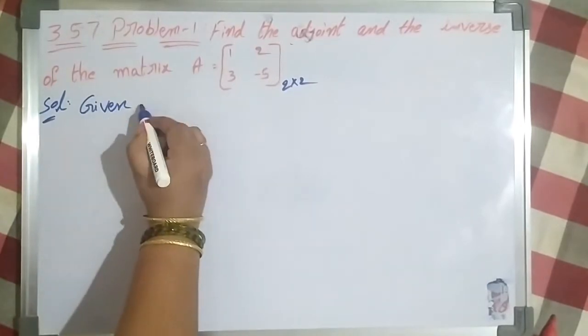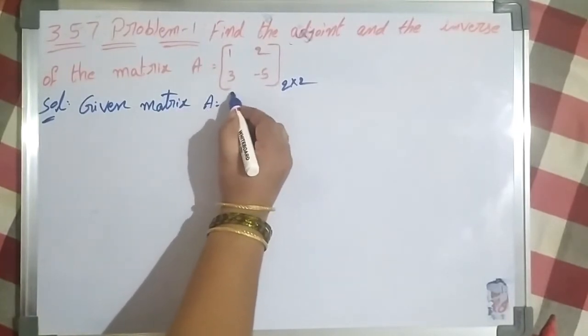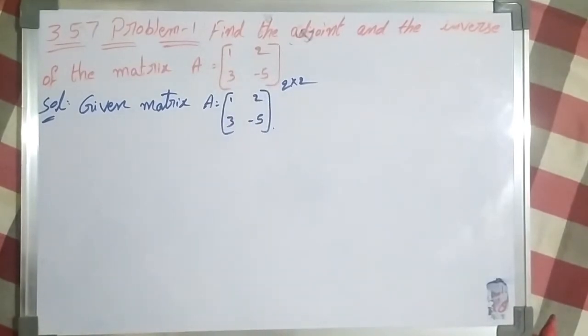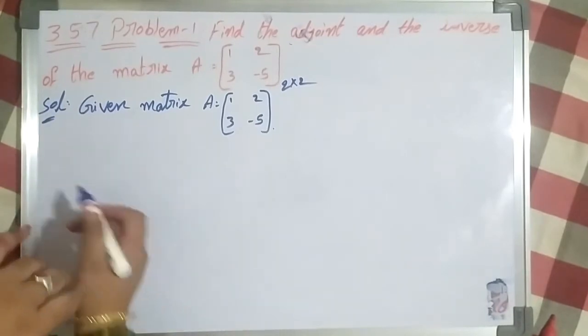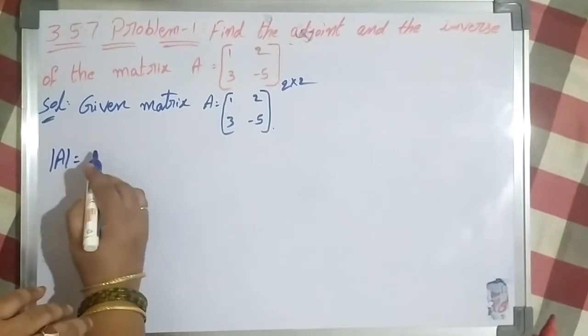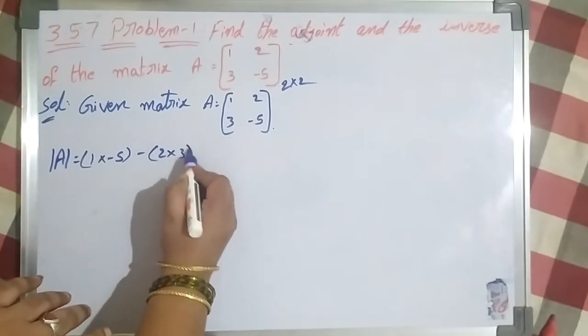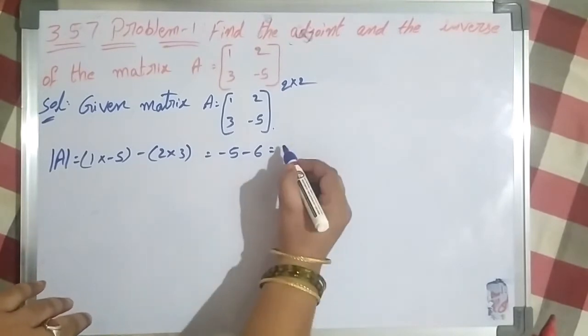Given matrix, first write down the given matrix A equal to 1, 2, 3, minus 5. For finding the inverse, first we have to check whether the given matrix is a singular matrix or non-singular matrix. For that, we have to calculate the determinant of the given matrix. Then det A is equal to 1 into minus 5 minus 2 into 3, that is equal to minus 5 minus 6, that is equal to minus 11.